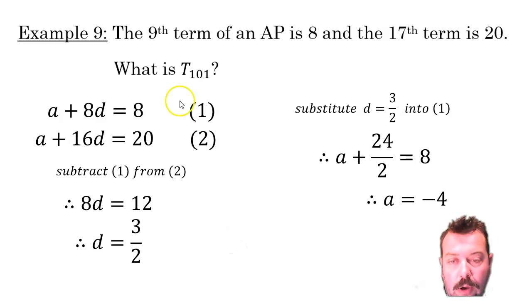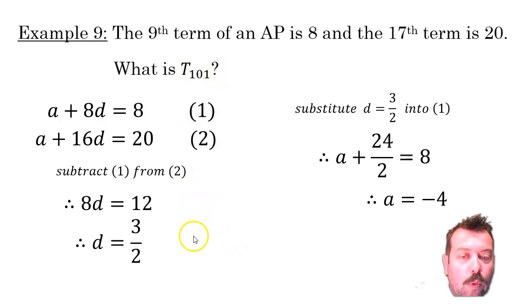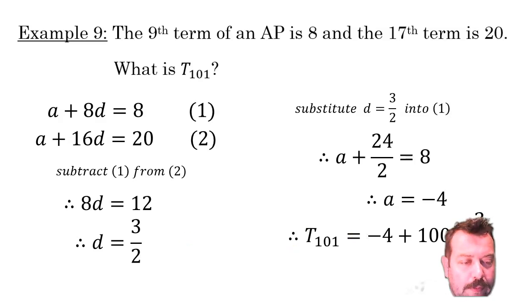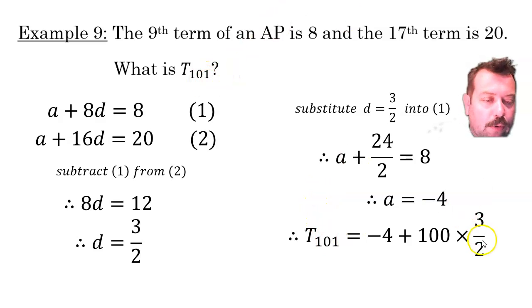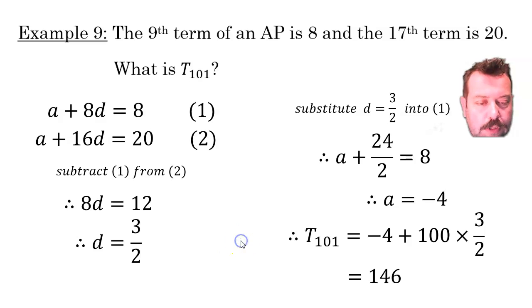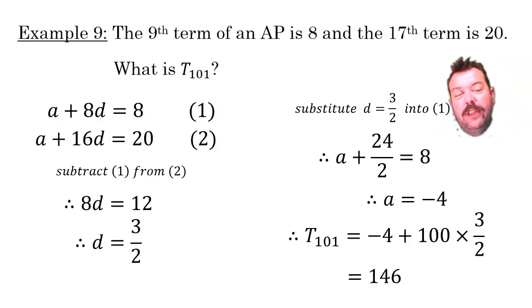Now I can use my formula to find the 101st term. That's going to be -4 plus n minus 1, or 100, times 3 over 2, which is equal to 146. Rightio, that was some good problem solving.